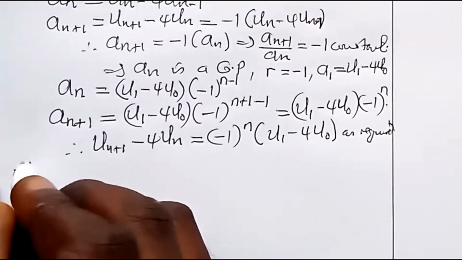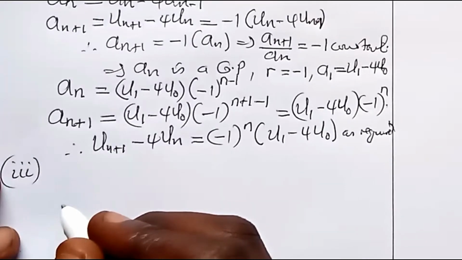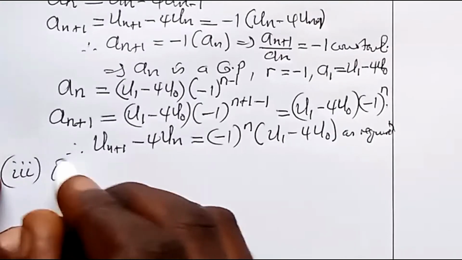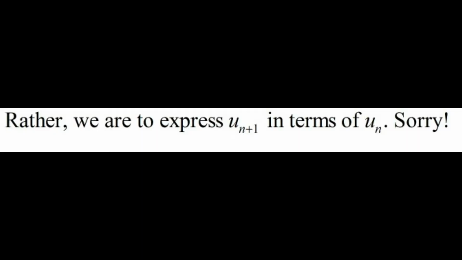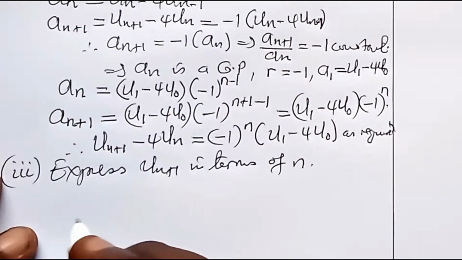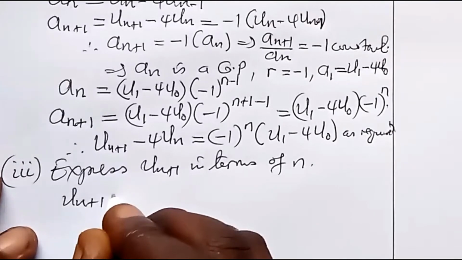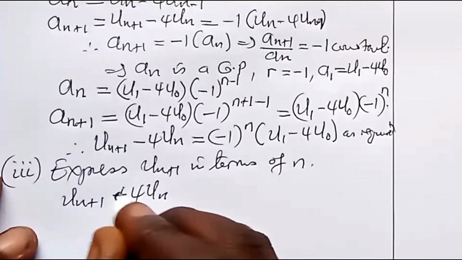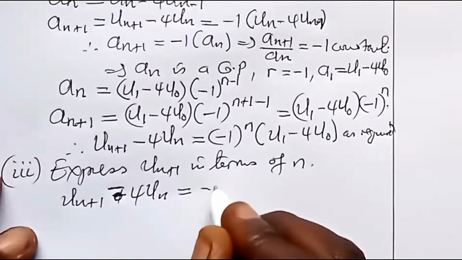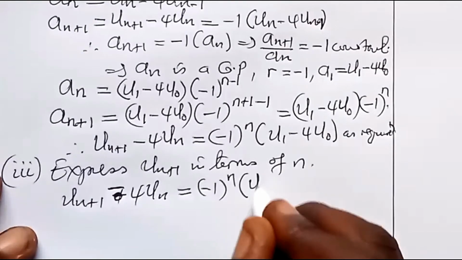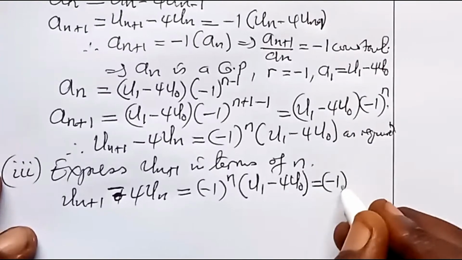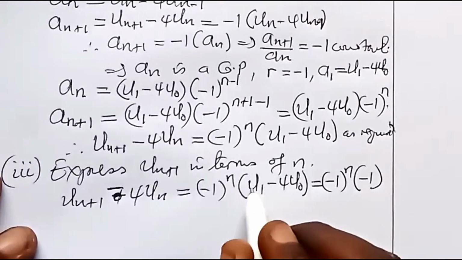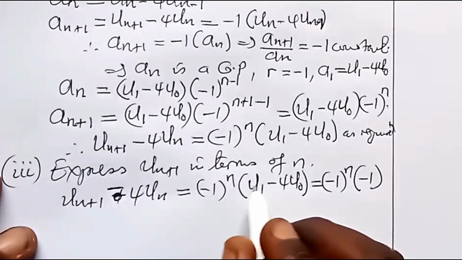We move to Roman 3. We are asked to express u_{n+1} in terms of n. So we take the relationship u_{n+1} minus 4u_n, which should be equal to (negative 1) to the n into (u1 minus 4 u naught), and this is actually (negative 1) to the n into negative 1. u1 is 3, minus 4 u naught, which is 1, and so 3 minus 4 gives negative 1.